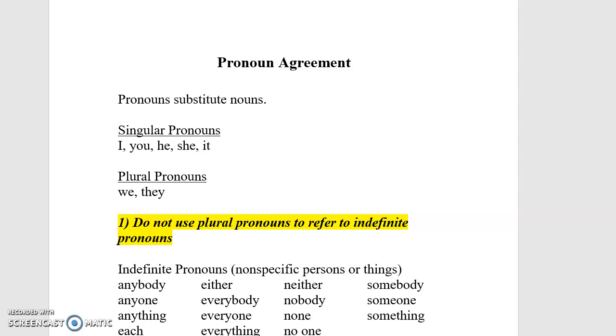So this is the only grammar lesson that you have left. And I wanted to start off by saying that a lot of people have problems with pronoun agreement in their essays because we talk incorrectly. So you'll see in just a minute.